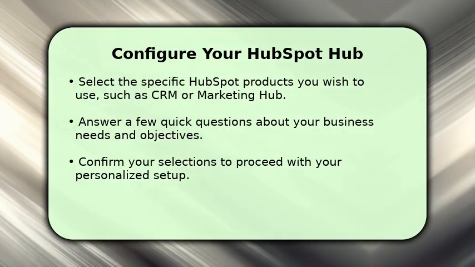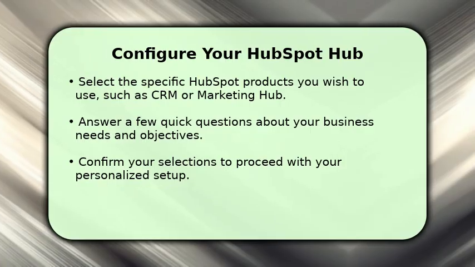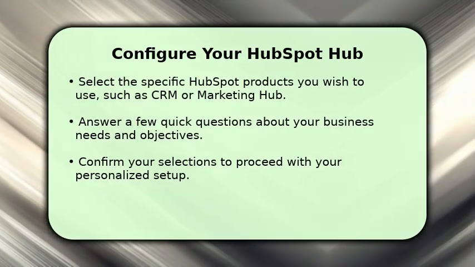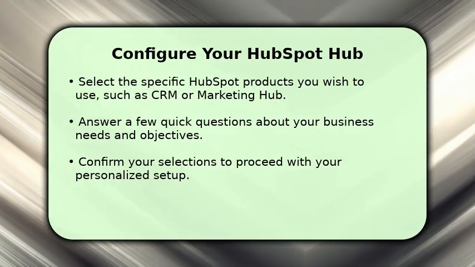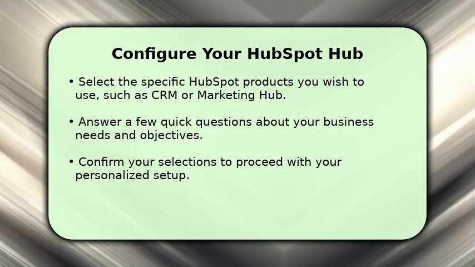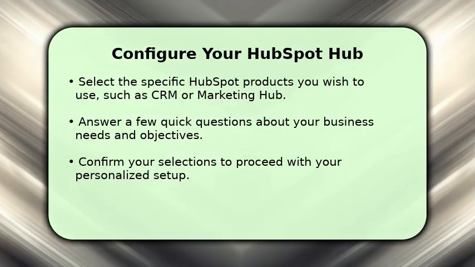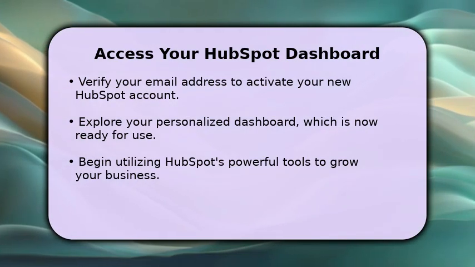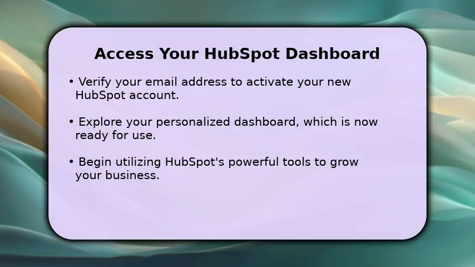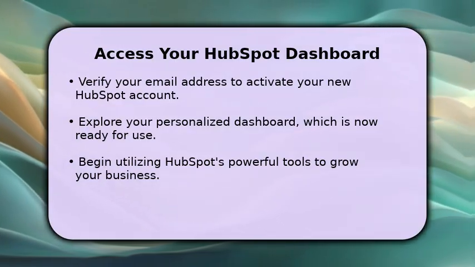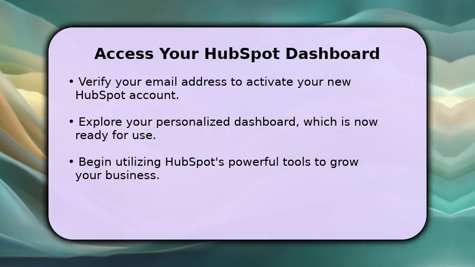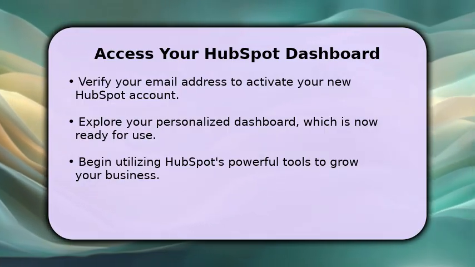The platform will then ask a few quick questions about your specific business needs and objectives. Confirm your selections to ensure your setup is perfectly aligned with what you aim to achieve with HubSpot. Almost there. The final step is to verify your email address. Check your inbox for a confirmation email from HubSpot and click the link to activate your account.